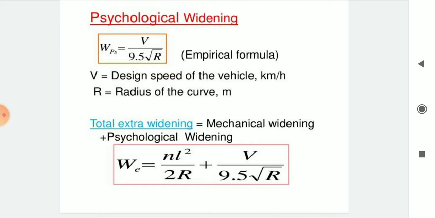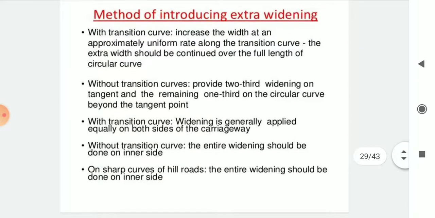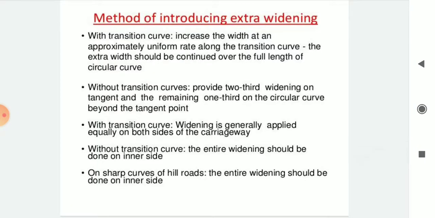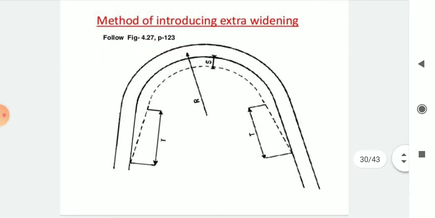Total extra widening is equal to mechanical widening plus psychological widening, and we get the total extra widening W is equal to nl square divided by 2R plus V upon 9.5 square root of R. Then what is the method of introducing extra widening? With a transition curve, without a transition curve, and on sharp curves of hill roads. These are the methods for introducing the extra widening. You can see in the figure the radius and space.